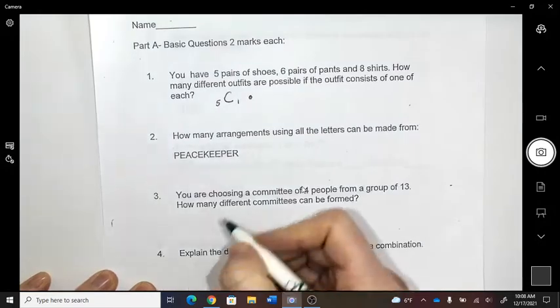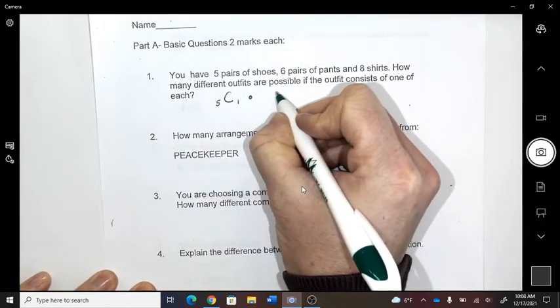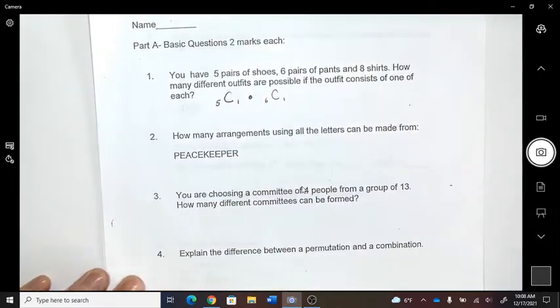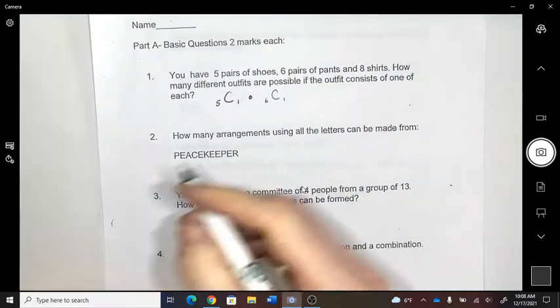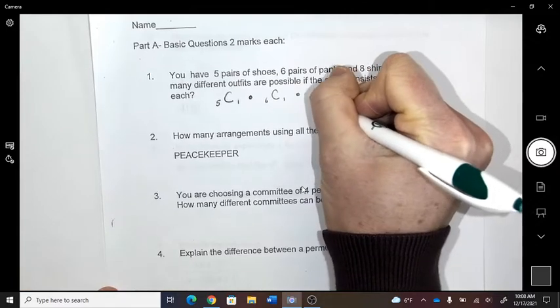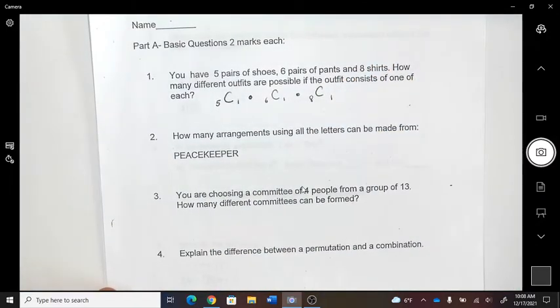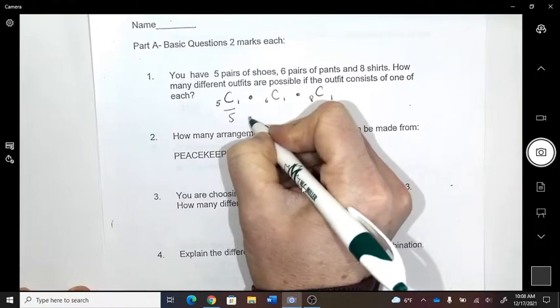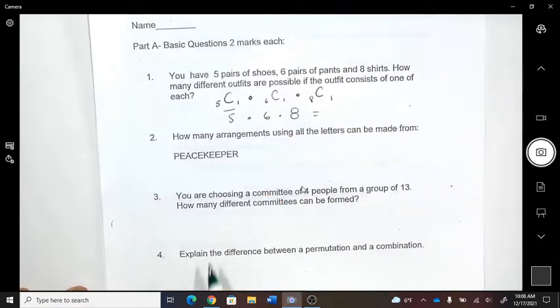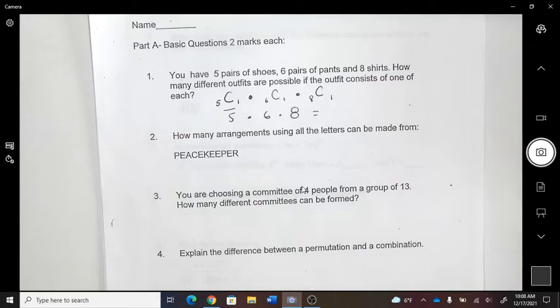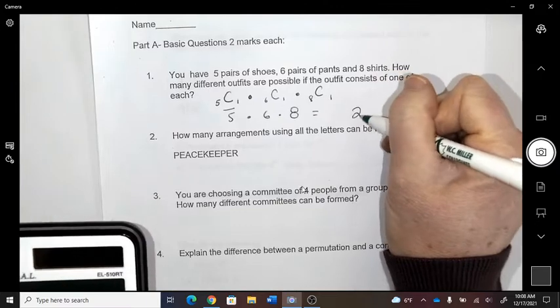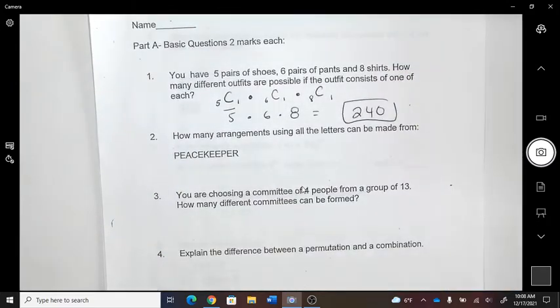And I'm going to have to choose a pair of pants. And I'm going to have to choose a shirt. Okay? That's a way of thinking about it. Or you could just say, well, how many options of each? Because this is just 5, 6, and 8. Okay, so 240. That's how many different outfits you can have.